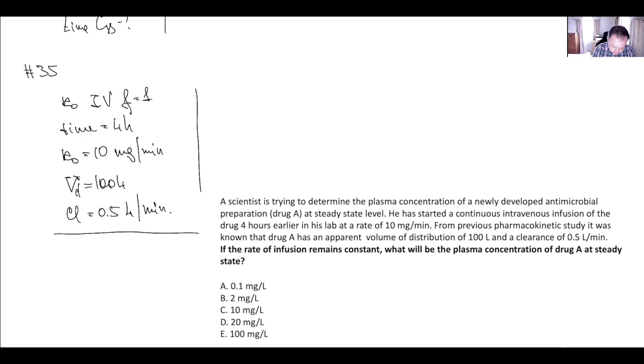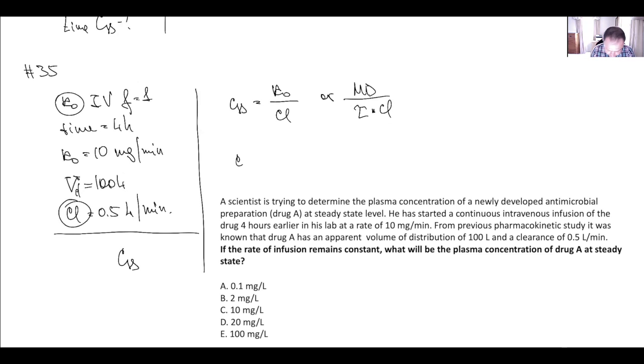So actually, the question is asking us about steady state concentration. Steady state concentration can be calculated as K0 over clearance, or maintenance dose over tau times clearance. Do we have clearance? Yes. Do we have K0? Yes. Let's go. So it will be 10 milligrams per minute over 0.5 liters per minute, and it will be 20 milligrams per liter.